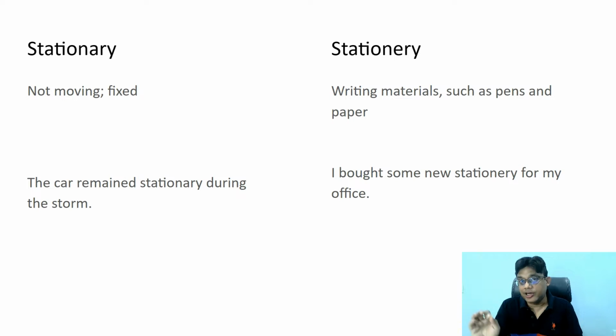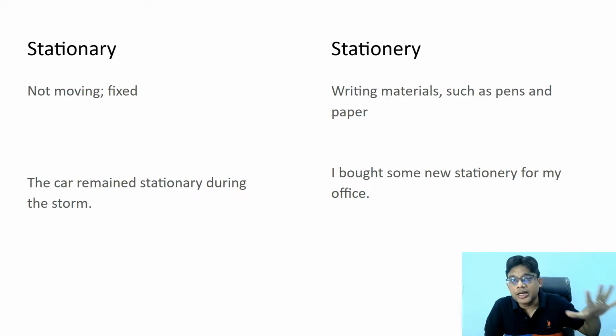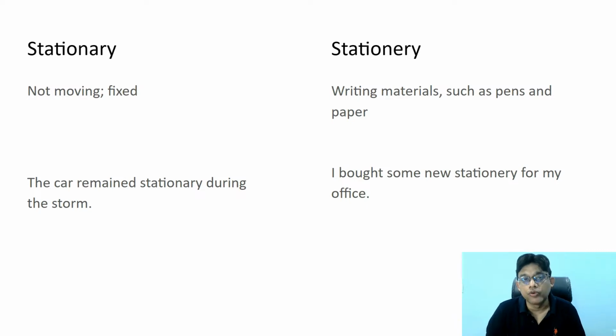Stationary. Something that is stationary means it's not moving, it's fixed. The car remained stationary during the storm. Let's say there was a huge thunderstorm, but nothing happened to the car. The car was as it is at that same position. There was no change in the position. It did not move. Stationary means fixed.